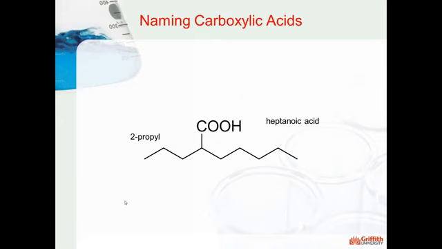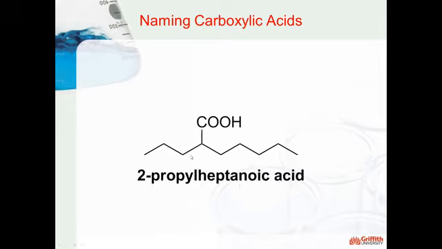The next functional group is carboxylic acids, and that's the highest priority of all the functional groups. So we want to name the longest chain that contains the carboxylic acid. So this would be 1, 2, 3, 4, 5, 6, 7. So 7 carbons. It's a carboxylic acid, so it would be a heptanoic acid. And then there are 1, 2, 3 carbons coming off carbon number 2 of the heptanoic acid. So it's a 2-propyl heptanoic acid.